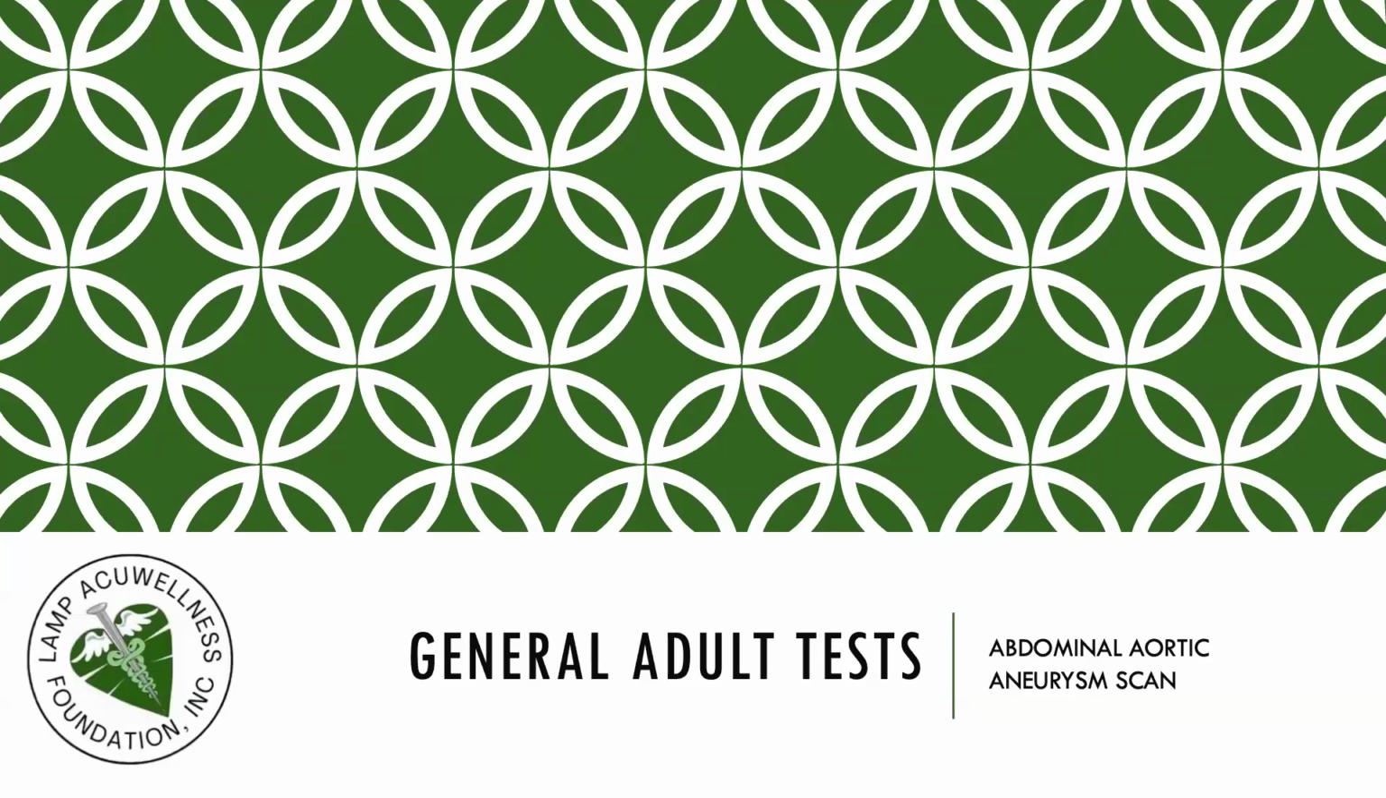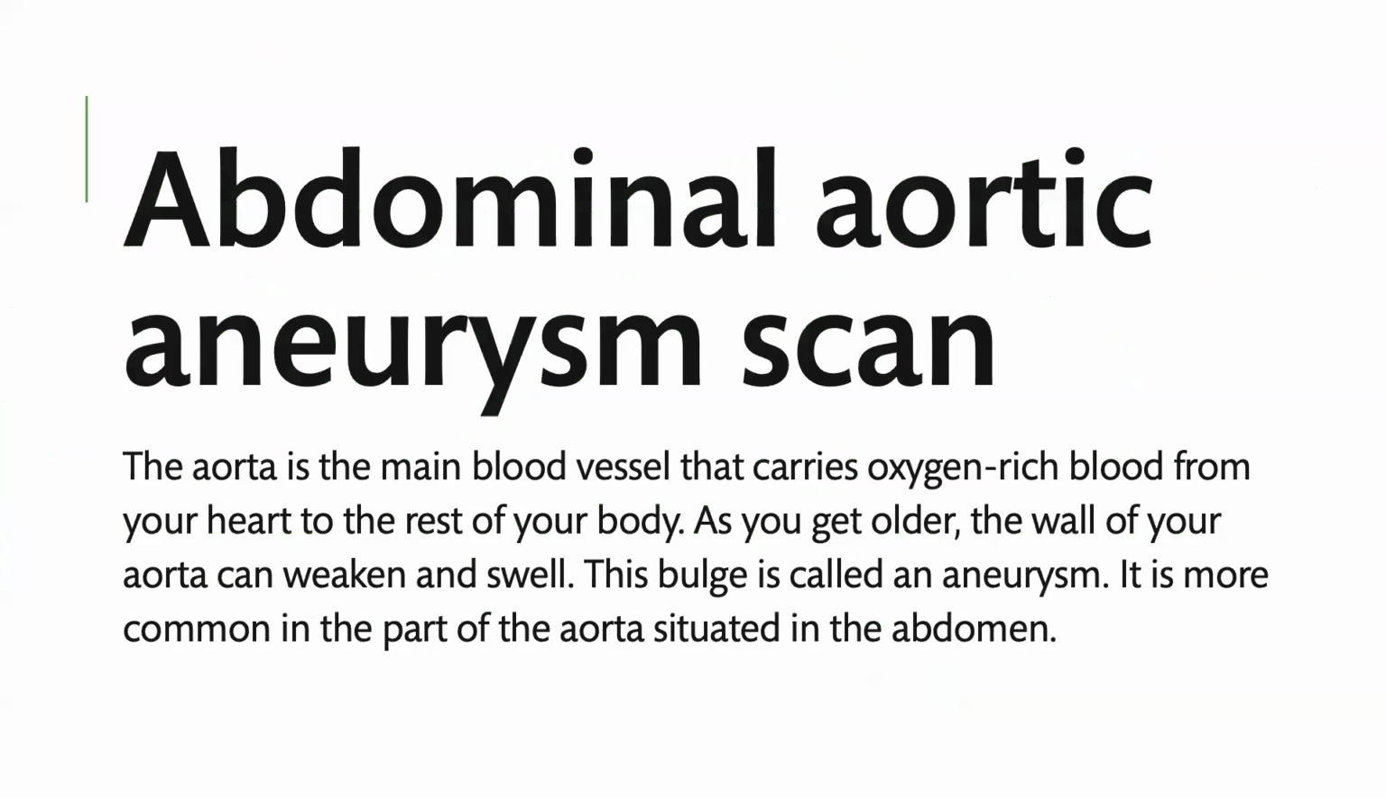Now let's talk about the abdominal aortic aneurysm scan. The aorta is the main blood vessel that carries oxygen-rich blood from your heart to the rest of your body. As you get older, the wall of your aorta can weaken and swell. This bulge is called an aneurysm. It is more common in the part of the aorta situated in the abdomen.